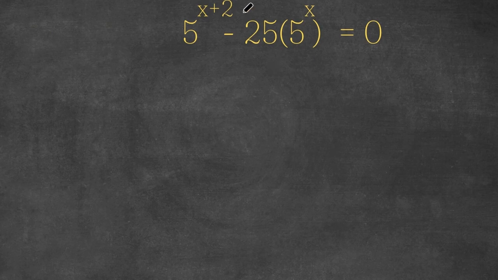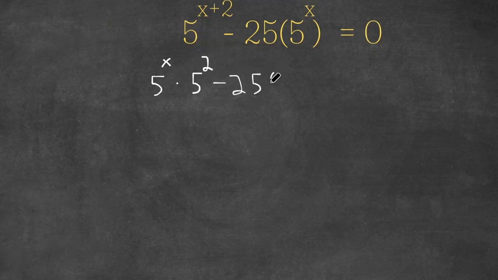As you can see, we have two 5 to the power of x's here. And 5 to the power of x plus 2, we could rewrite this as 5 to the power of x times 5 to the power of 2. And let's just write minus 25 times 5 to the power of x equals 0.